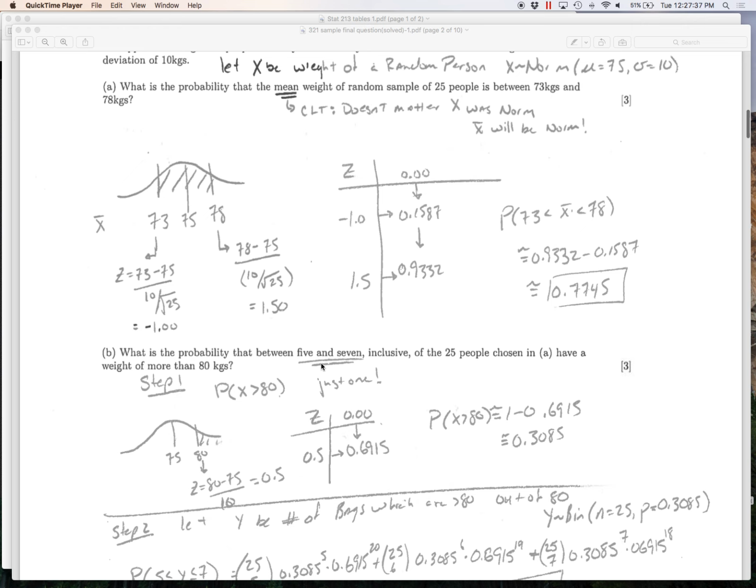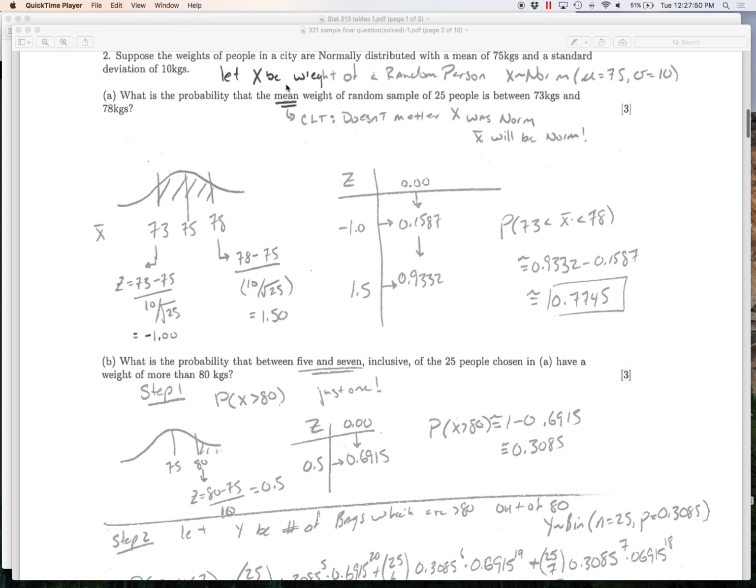Okay, what is the probability that between 5 and 7 inclusive people, of the 25 people chosen in A, will have a weight more than 80 kilograms? I am not talking about the mean any longer, and I'm not talking about the sum. I will not be using the central limit theorem here. Instead, I have to do this in two steps. One, I'm going to find the probability of weighing more than 80K. This is dependent on just what one person weighs.